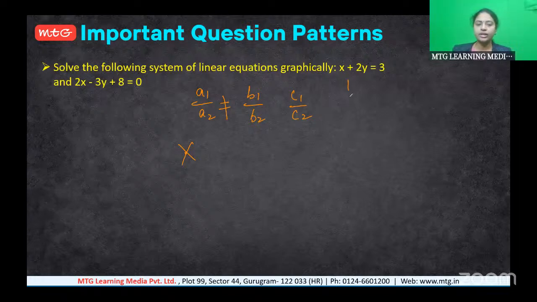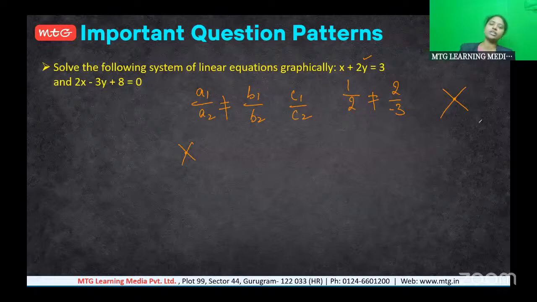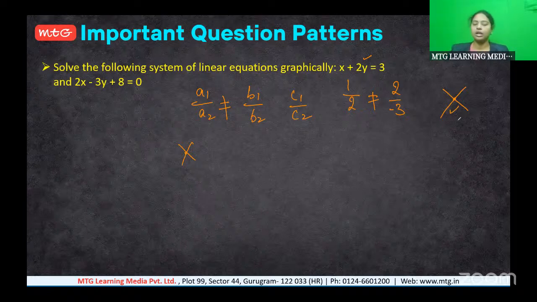X coefficient is 1. In this case, X coefficient is 2. Here Y coefficient is 2, and in this case, Y coefficient is minus 3. So obviously these both are not equal. So the picturization of these two lines is going to be intersecting lines. Definitely you'll get one solution for that. Now let's see how the graph is going to look for these two lines. Here you go.